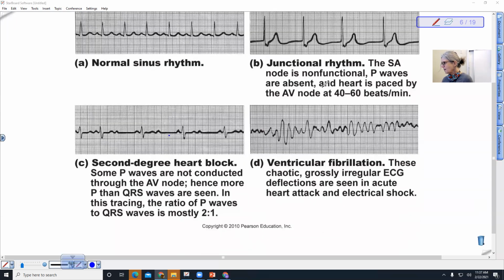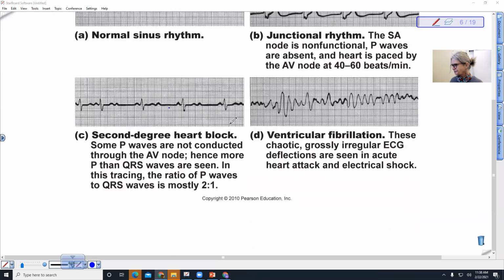Okay, so what this means is that it's without a proper rhythm. So anytime you have an A in front of a word, it's without a proper rhythm. So for example, if your SA node is not working, then you're not going to see a P wave, right? But interestingly, the AV node will take over. So your heart will be beating abnormally slow here, 40 to 60 beats per minute.